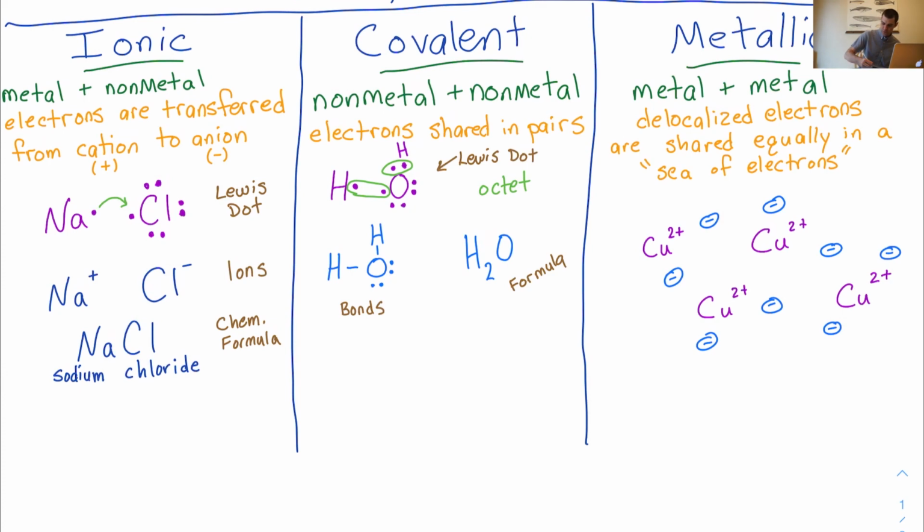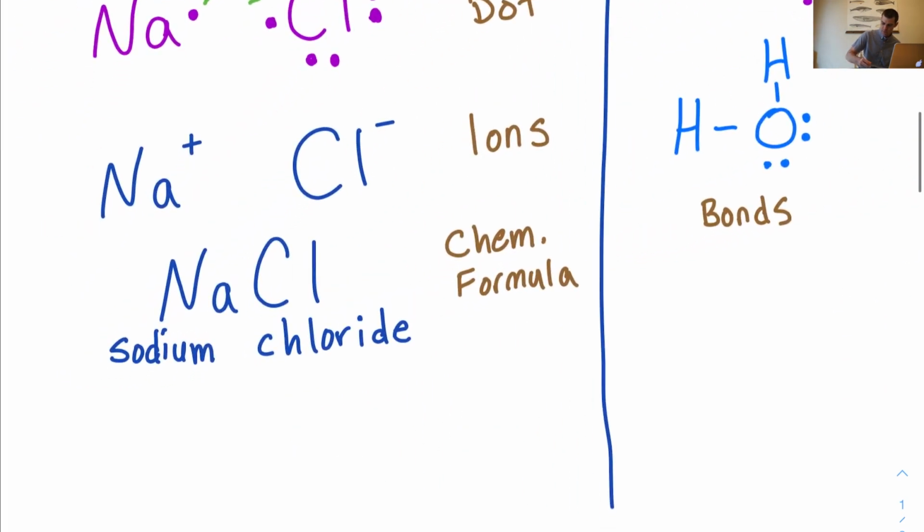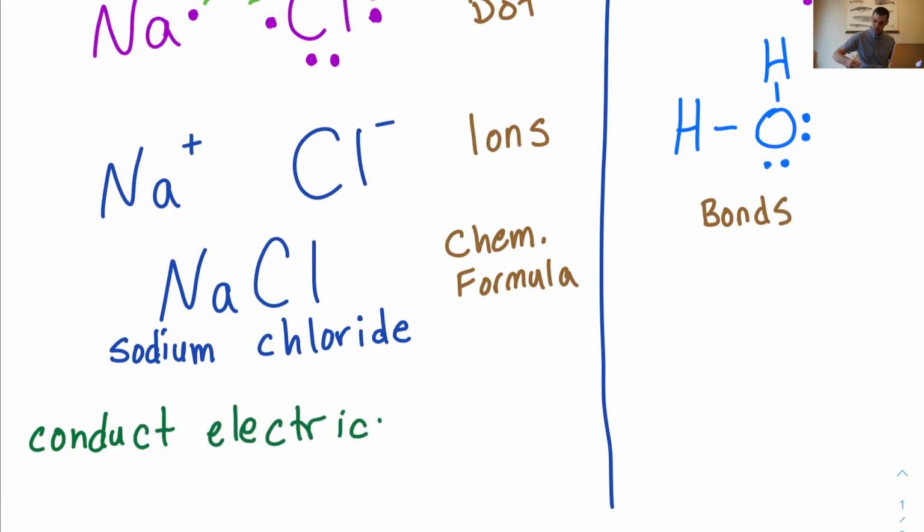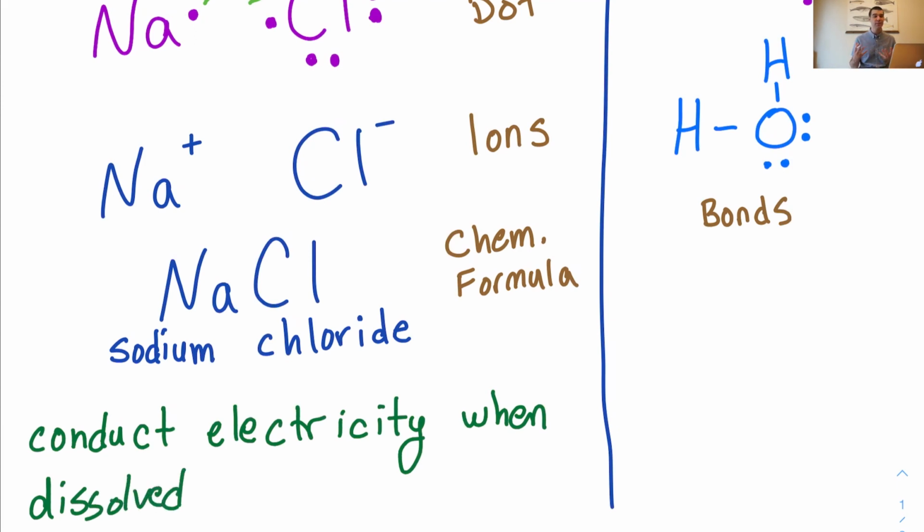All right, ionic bonds. Let's get 2 key properties. The first, they will dissolve in water and they will conduct electricity only when they're dissolved in water. So I'm going to say ionic bonds conduct electricity when dissolved in water.